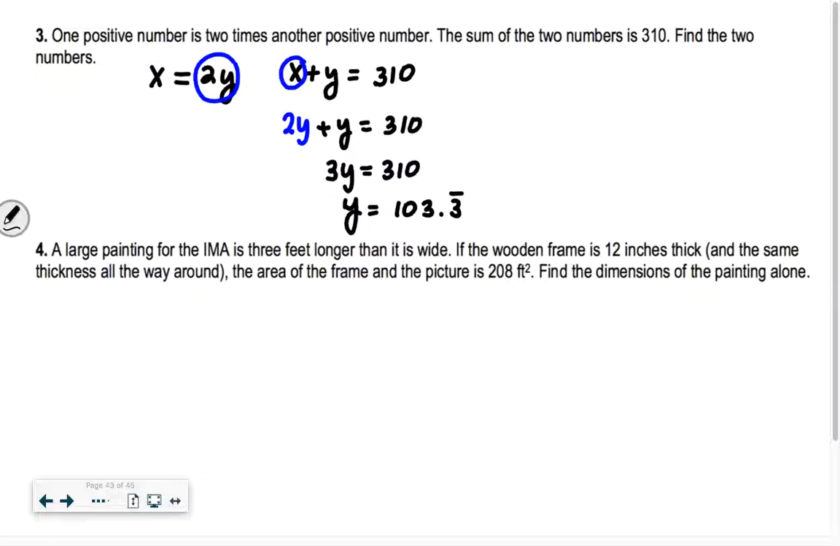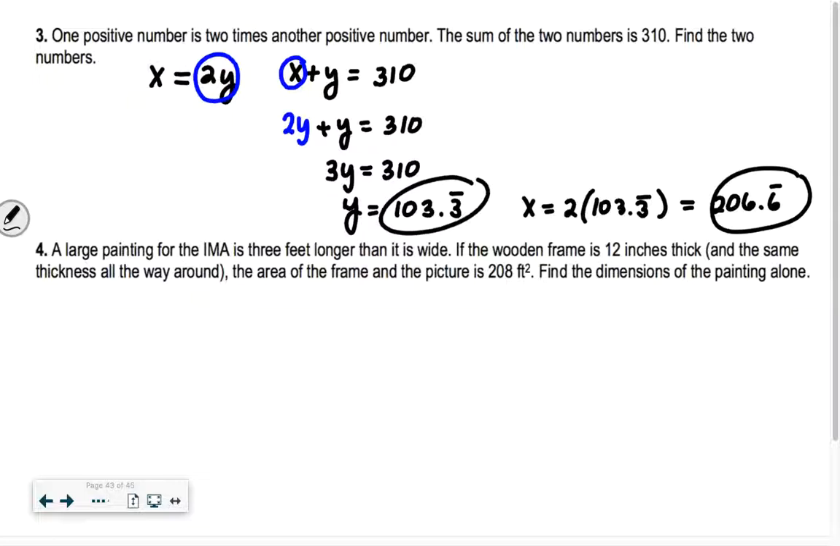Is that okay? Is it a positive number? Totally fine. So x then is going to be 2y, so 2 times 103.3 repeating. So it's going to be 206.6 repeating. Those are our two numbers. Okay, so a little bit harder than Algebra 2. Algebra 2 is always like x equals 5, y equals 10, right? They were always easy.